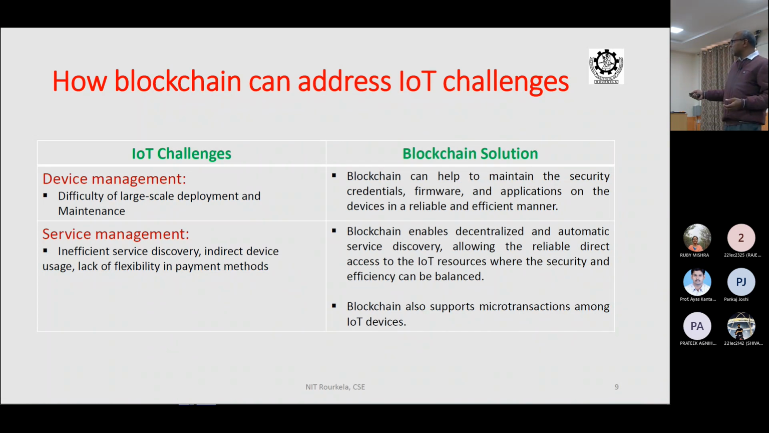So blockchain can help by means of decentralized and automatic service discovery. This allows reliable direct access to the IoT resources. The problem is that if you allow direct access to the IoT resources, then security comes into the picture. I should be in a position to directly access my IoT resources without compromising the security of my IoT system, and blockchain can provide that. Where security and efficiency can be balanced, blockchain can support micro-transactions for all the IoT devices.